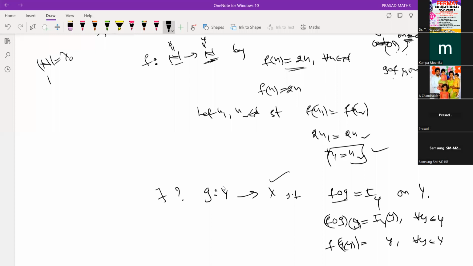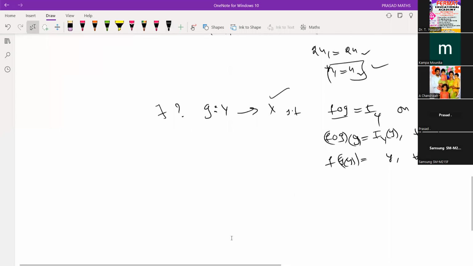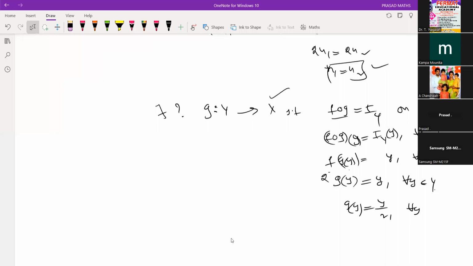What is my y? My y is also natural numbers. We have taken that x and y are both natural numbers. But what is my f? My f is 2 times the natural number. This is true for every y. Now g of y is equal to y by 2 for every y belonging to y. Question is, is it possible? What is my g function? g is a function from n to n because I have taken y equal to n and natural number x also n. So is it possible in all cases for every y?